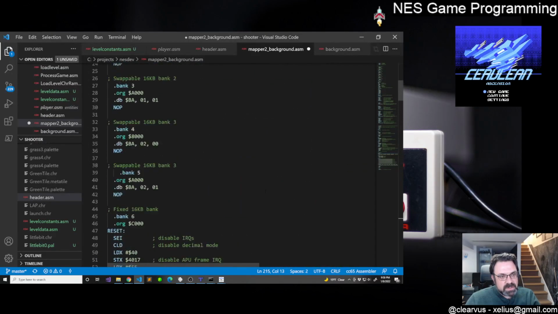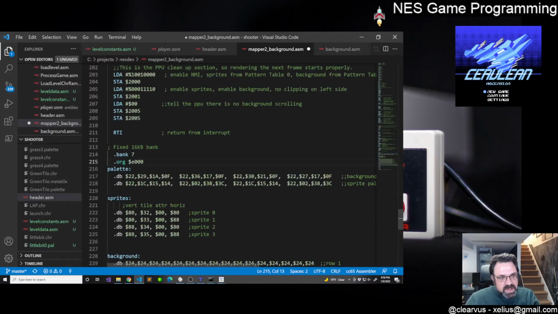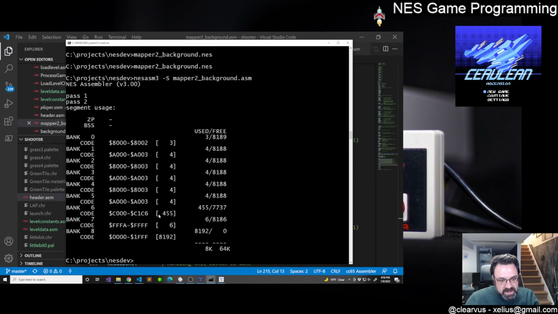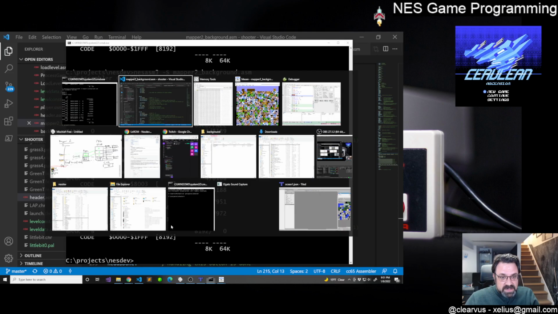Did I do that right? Let me just make sure. Yep, that's E000, and so now this data will live in that other bank. Instead of having the 455 bytes all in C00 to C1C6, when we assemble this, you can see that it became 241 bytes in this bank 6 area and 214 bytes in the E0 to ED5 range, and then we still have our 6 bytes here in the reset vector.